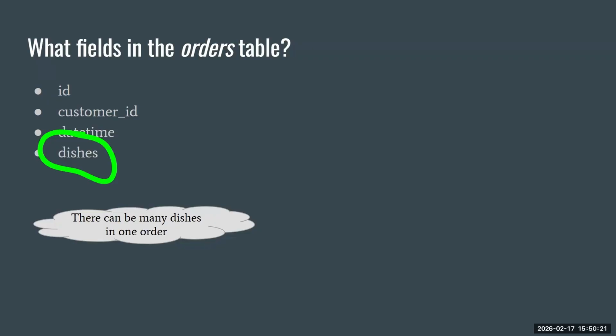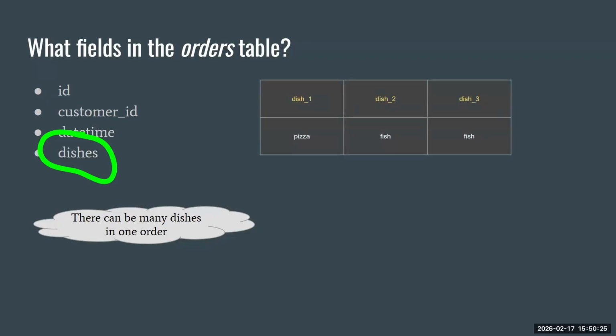Well, we could have multiple attributes, one for each dish. So we have dish 1, dish 2, dish 3. We'll add these columns, attributes to our table, and then fill in the records with the dishes that the customer ordered. But what if the customer wants to order 4 dishes, 18 dishes? This is not a tenable model, right? So we want to have our restaurant make as much money as possible. So that's out.